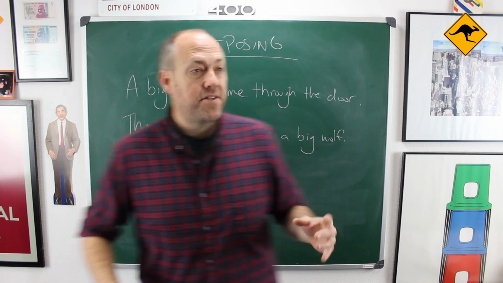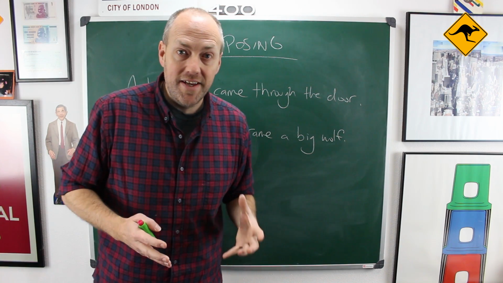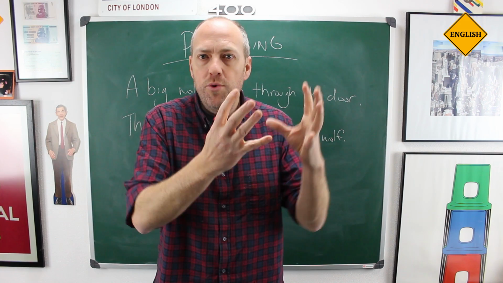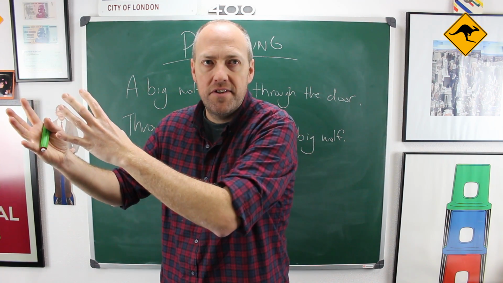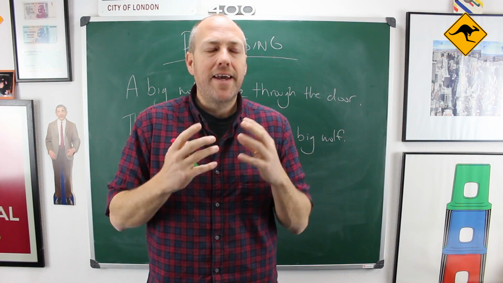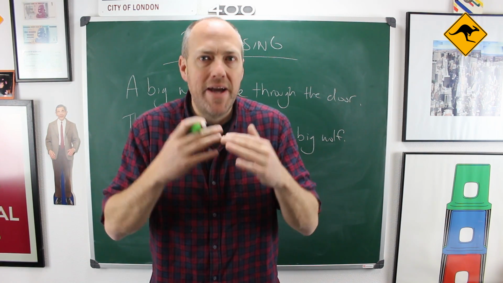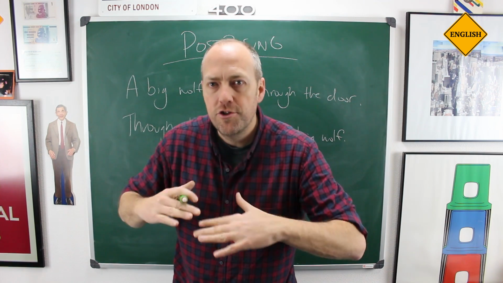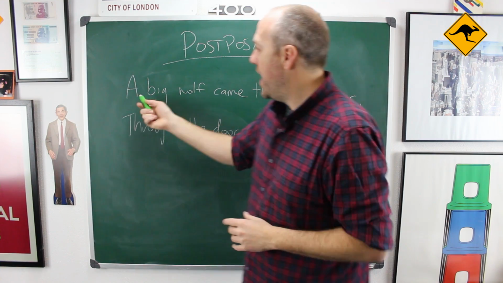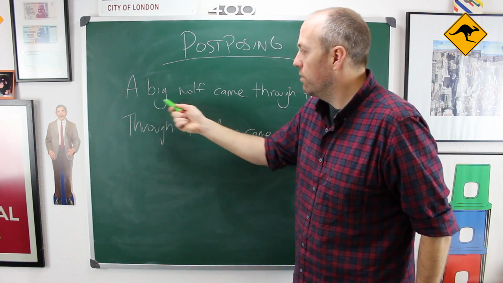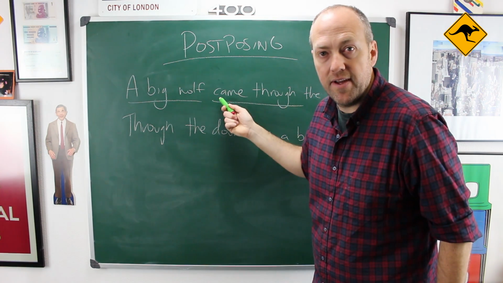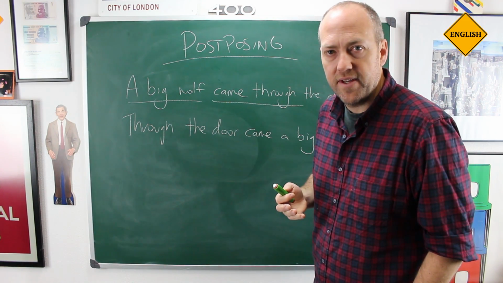Now let's talk about postposing. Postposing is when we move something to the end of a sentence. And the first reason that we use postposing can be to create a dramatic effect, okay? To create a build of suspense. So our original would be a big wolf, subject, came, okay, verb, through the door, okay?